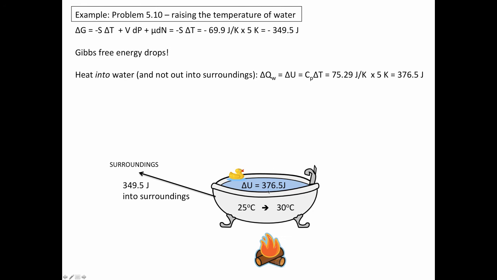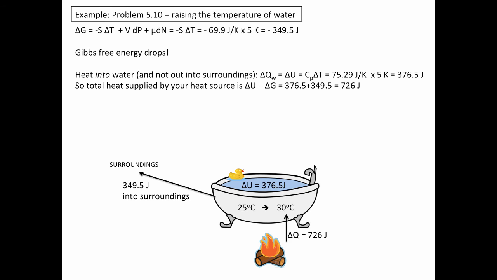So the change in internal energy is about 377 joules, but we're additionally getting about 350 joules of Gibbs energy that comes out into the surroundings. So the amount of heat that we're having to put in is actually the sum of these two things. It's actually 726 joules we're putting in to this tub of water, and only about half of it is going into raising the temperature of the water. The rest of it is being lost into the surroundings.